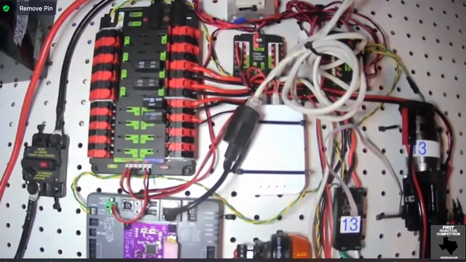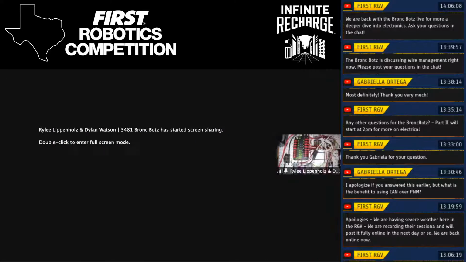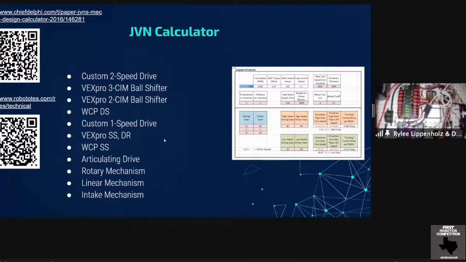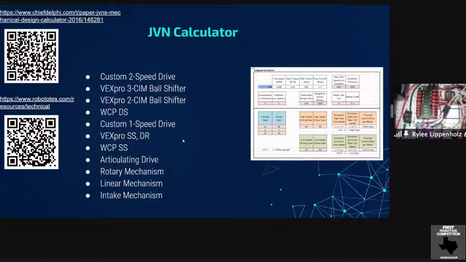So other than that, I wanted to go ahead and move on to the JVN calculator. So let me go ahead and share my screen again. There you go. Okay, so the JVN calculator is kind of the original calculator, but it is not the only one. This is a calculator that focuses specifically on the torque and power draw for your motor. So you'll see a little diagram over here on the side. It's just a spreadsheet.